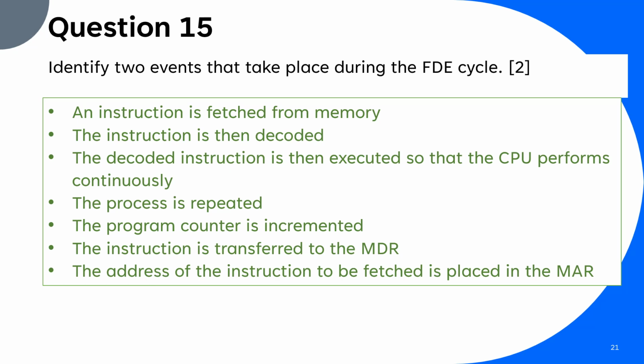I always say that one because it's the first thing that happens. An instruction is fetched from memory, i.e. RAM. The instruction is then decoded. The decoded instruction is executed, so the CPU performs continuously. The process is repeated. The program counter is incremented. The instruction is transferred to the memory data register, and the address of the instruction to be fetched is placed in the memory address register. All right, and it happens again and again and again. Please just remember the things that take place during the fetch, decode, execute cycle. And no matter how these questions are presented to you, you should be able to answer them without a problem.